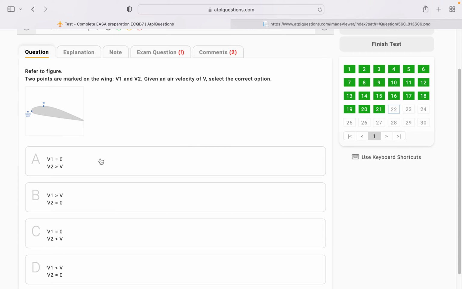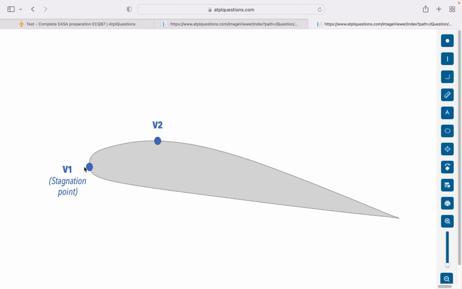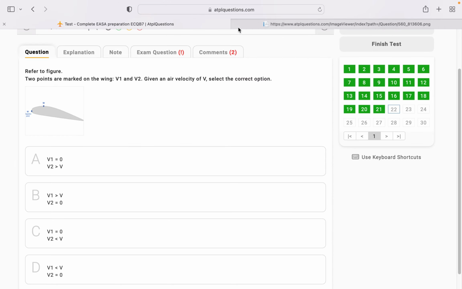So V1 is 0 and V2 is, okay, V is the undisturbed airflow. So V1 is 0, of course. V should be something like V over here, which is the speed of the undisturbed airflow, and due to the curvedness and the angle of attack of the airfoil, V2 is higher than V, and V1 is the stagnation point where V1 is 0. So V1 is 0 and V2 is higher than V.